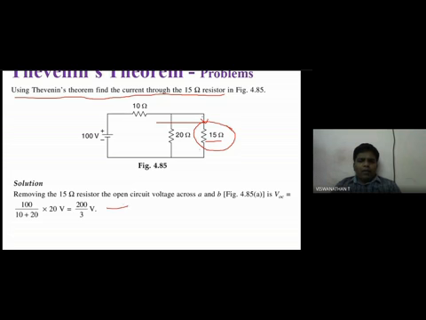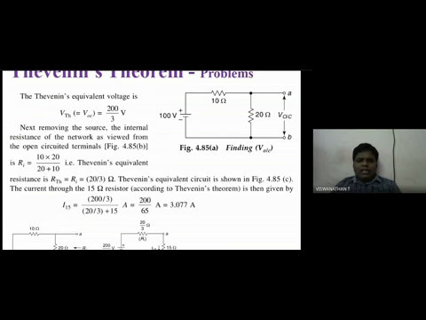We are applying the voltage division rule. So total voltage divided by the sum of the resistances, multiplied by the same resistance. So I'm getting 200 by 3 volts. So this is V Thevenin. Next step, we need to calculate the R Thevenin.